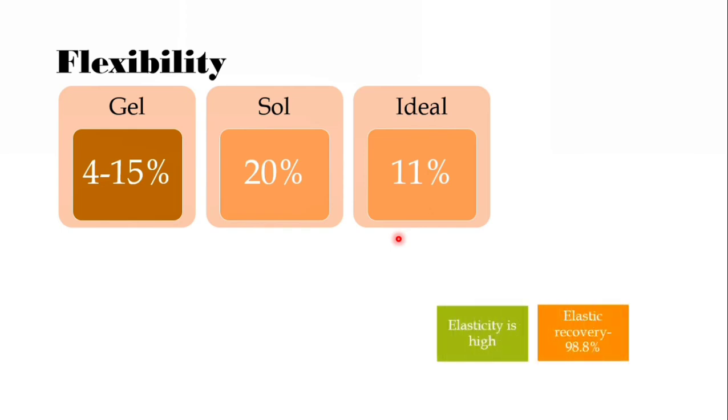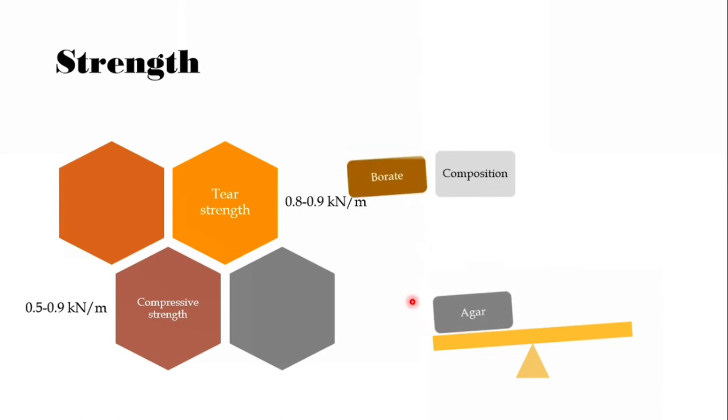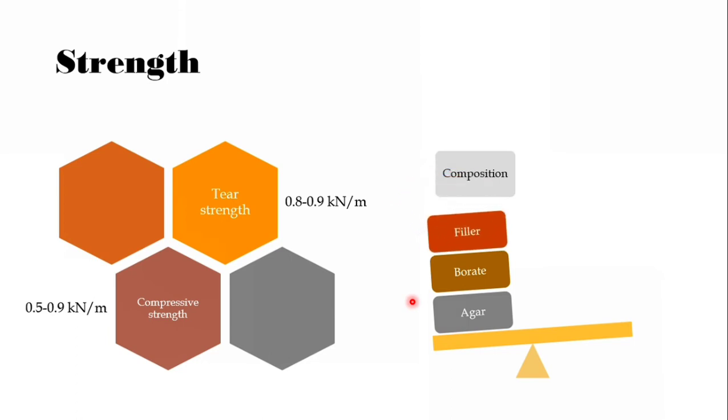Now, this material has high elasticity and an elastic recovery of about 98.8%. So strength, this can withstand a sufficient amount of stress, mostly your shear stress. Now, tear strength is not satisfactory. It's around 0.8 to 0.9 kilonewton per meter. Again, compressive strength is also 0.5 to 0.9. Now, the various factors that are going to affect the strength are composition. So, mainly the agar concentration, the borate and the filler are going to affect the strength of the material.